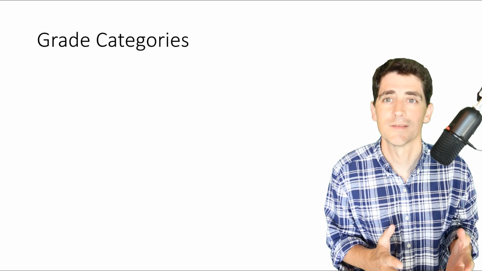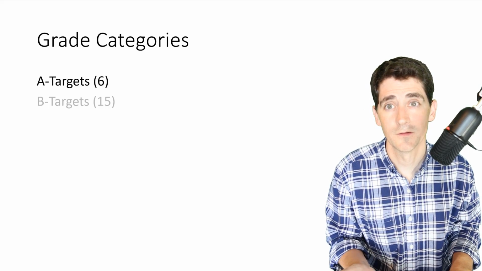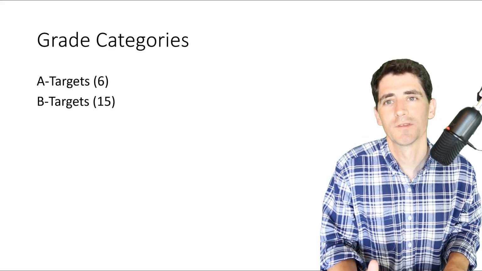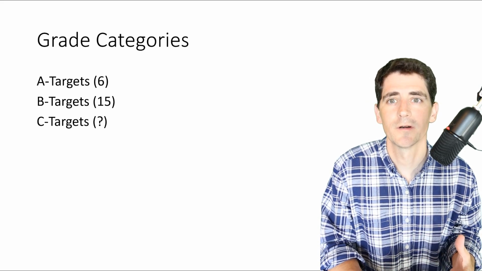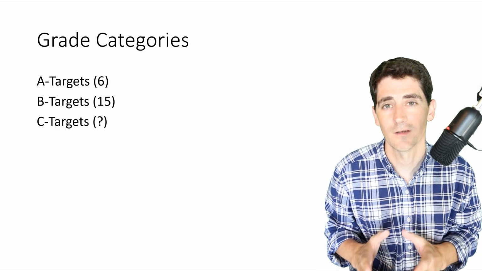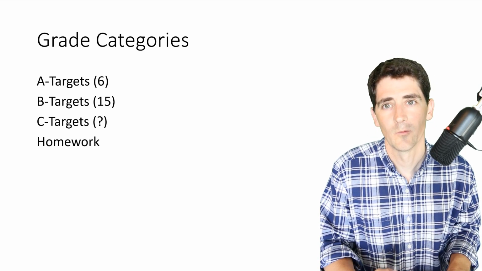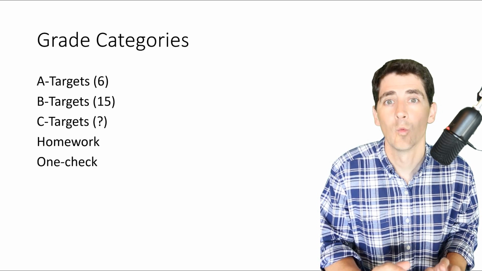What else do I want to consider? So I definitely have my A targets, which are my advanced. I have 6 of those. I have the 15 B targets. I also include something called C targets, which I'll talk about a little bit later, but those are complementary targets. That's more like project-based, things outside just the textbook index that I would like for them to see in a course. We have homework. We do get a homework grade. We have a 1-check grade.